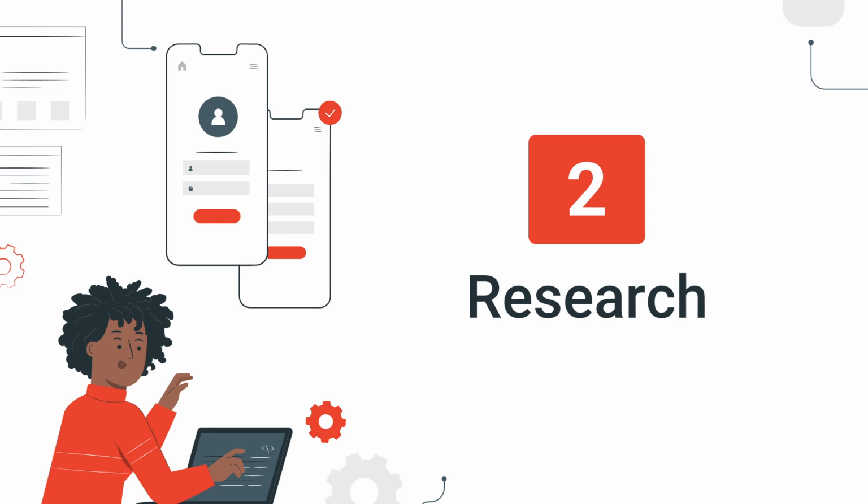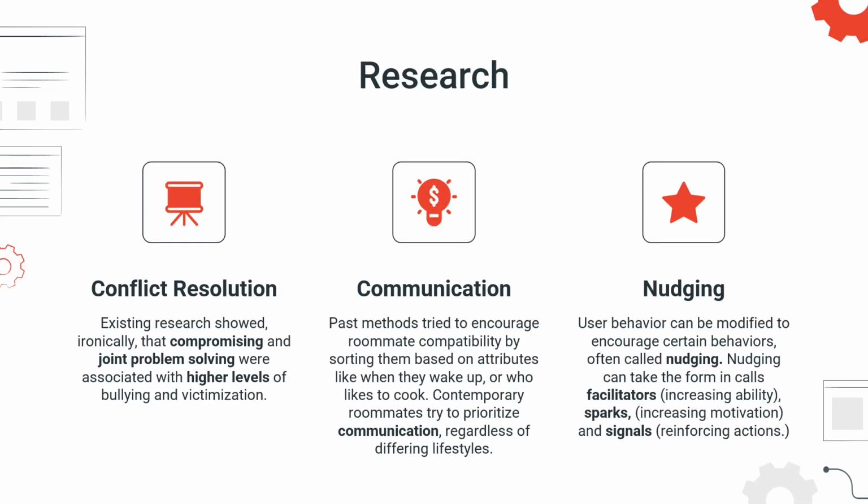Like I said, there were some existing applications before this, but most importantly, there was some existing research that we wanted to build upon that would inform not just our design decisions, but the methodology, how we actually gathered insights and solved these problems. So we identified 3 existing studies that we found interesting that we wanted to build upon. One of the studies was about conflict resolution. And that is, existing research showed, ironically, that compromising and joint problem solving, something that we associate with adult, mature roommates, were actually associated with higher levels of bullying and victimization, which we found interesting, and we wanted to see if there was a way to build upon that knowledge.